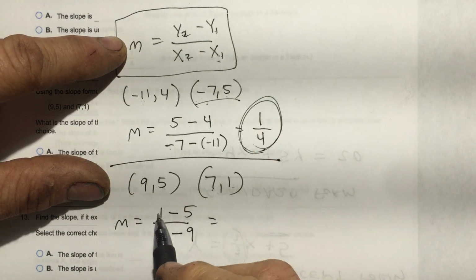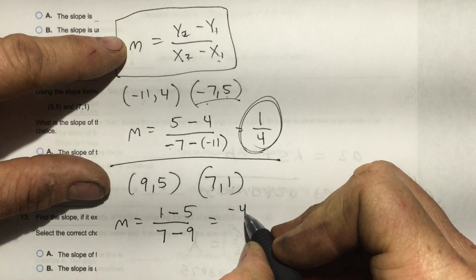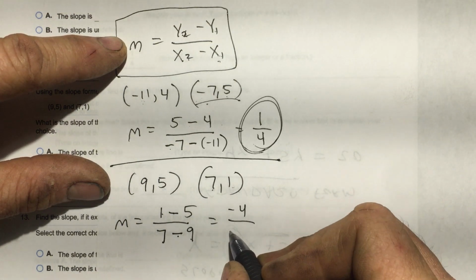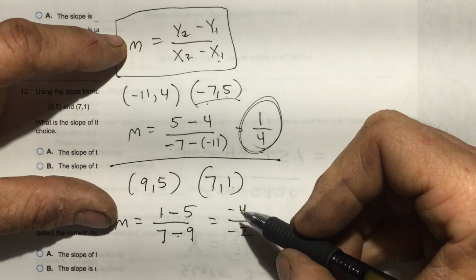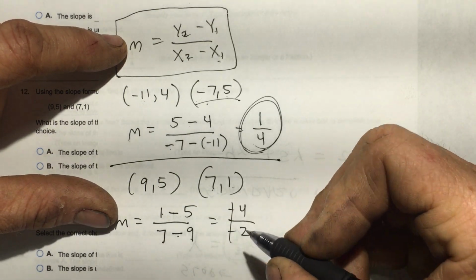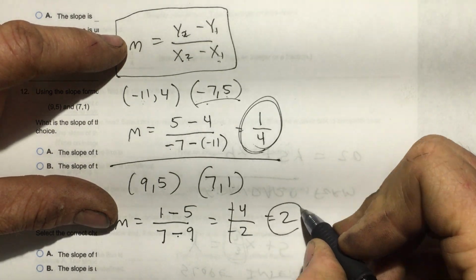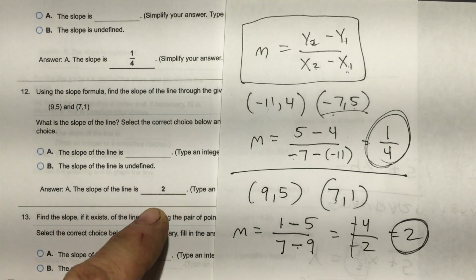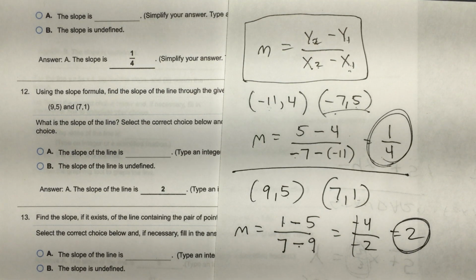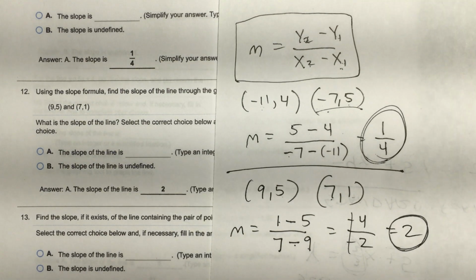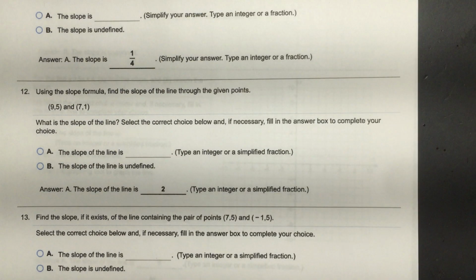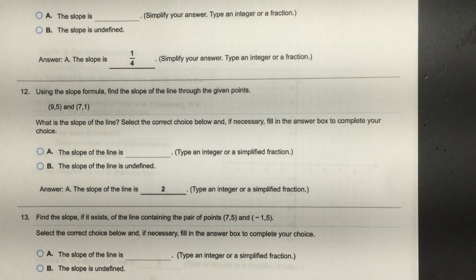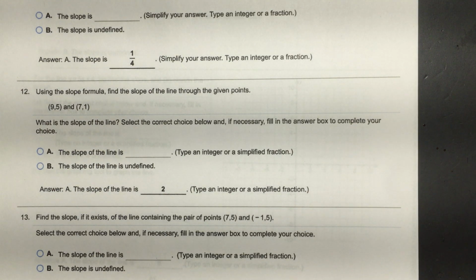So you just put the numbers in, and then 1 minus 5 would be negative 4. 7 minus 9 would be negative 2. And then simplify this, which the negatives will cancel, and then 4 divided by 2 is 2. So there's my slope there too. So yeah, there you go, 2. All right, so these are just using the slope formula. They're rather quick and easy. All right, let's go on down to the next one here.